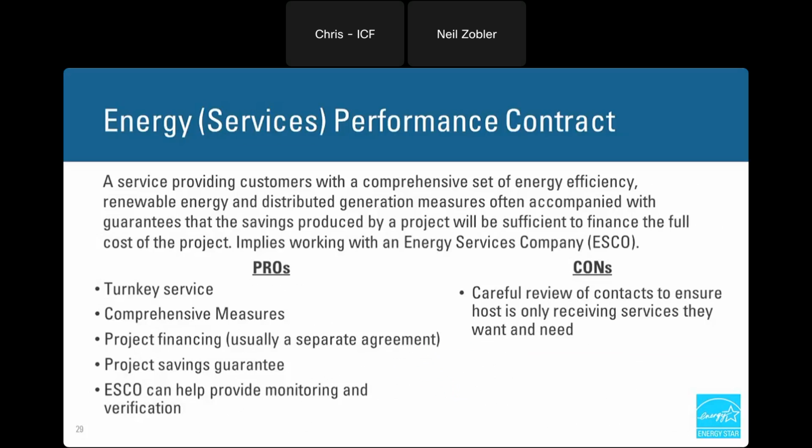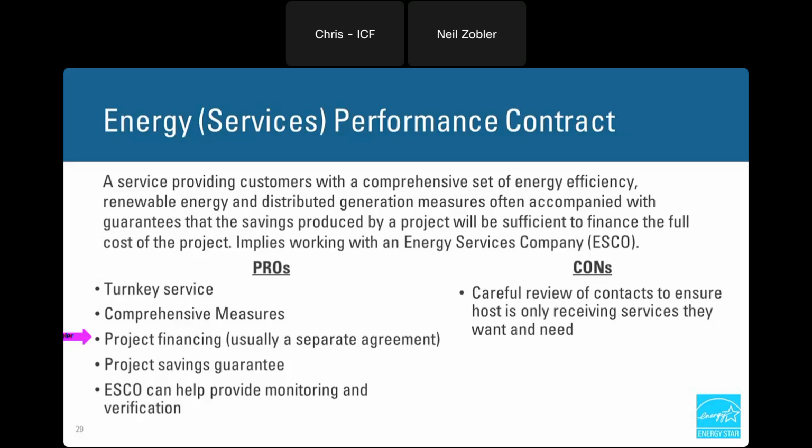Now, that's a very important part of entering into an EPC or performance ESPC, that guarantee that the savings will realize. They typically provide turnkey services and comprehensive measures. They can include project financing, but they usually do that as a separate agreement. So they're going to separate the financing from the technology. So your ESPC will be the technical part, and they'll deal with a third party to provide project financing, especially true when you're dealing in the public sector.